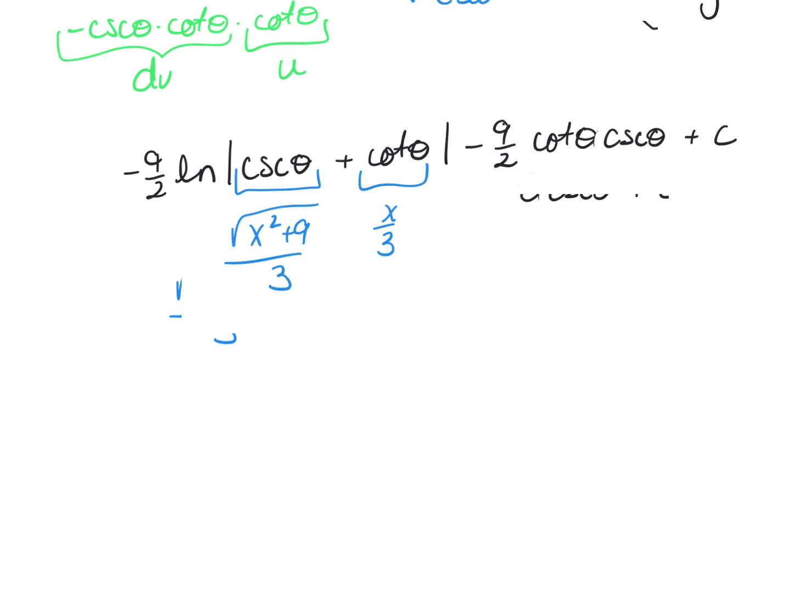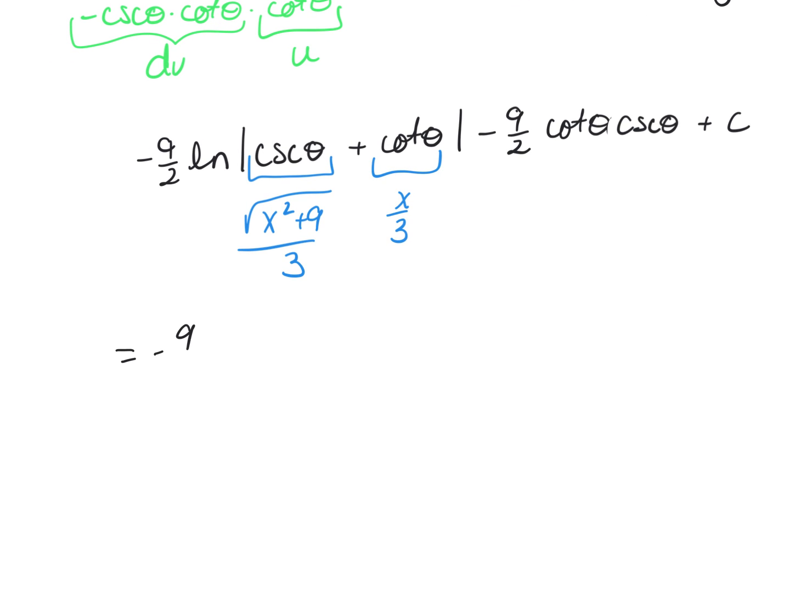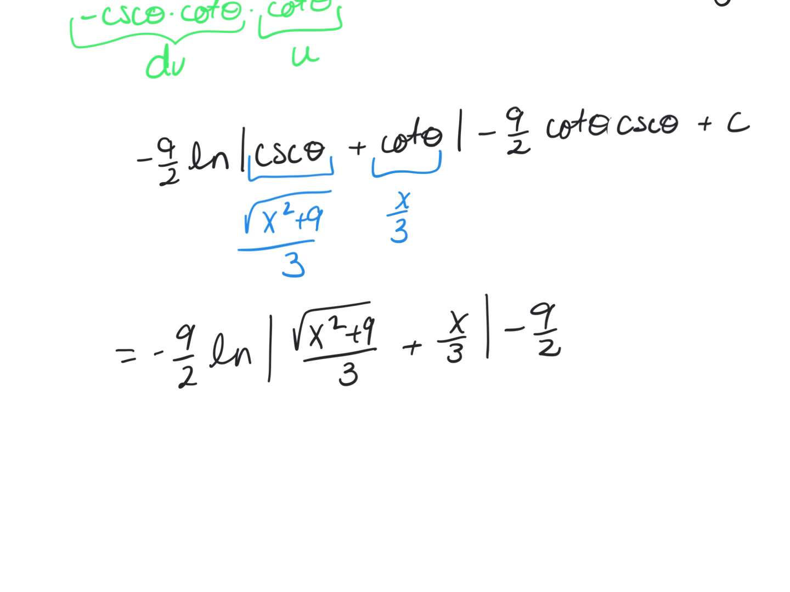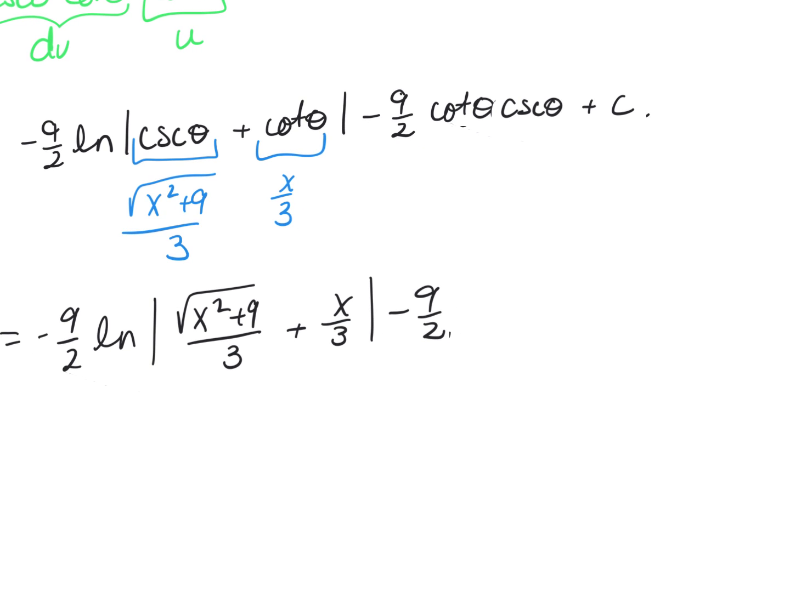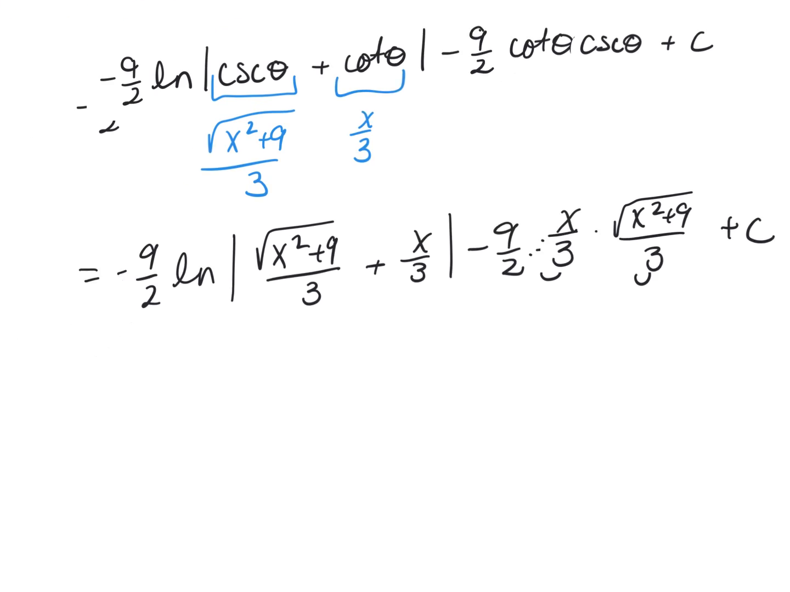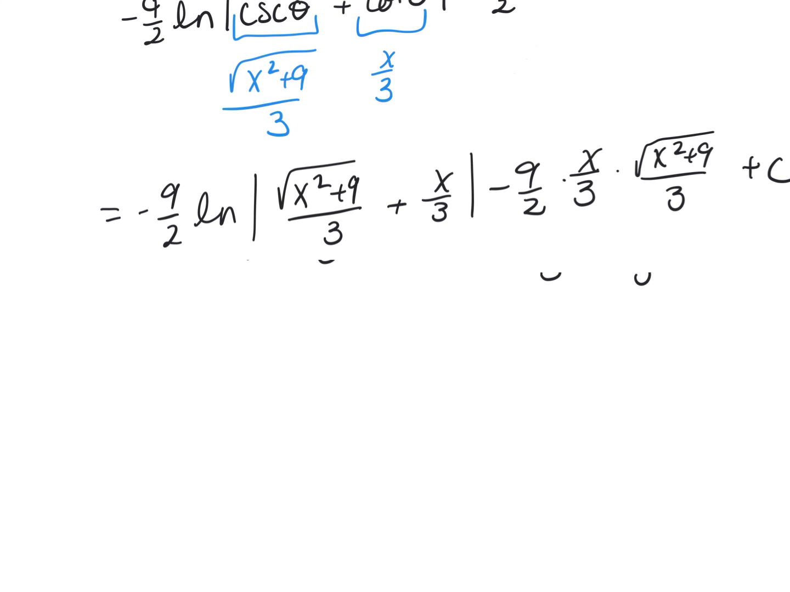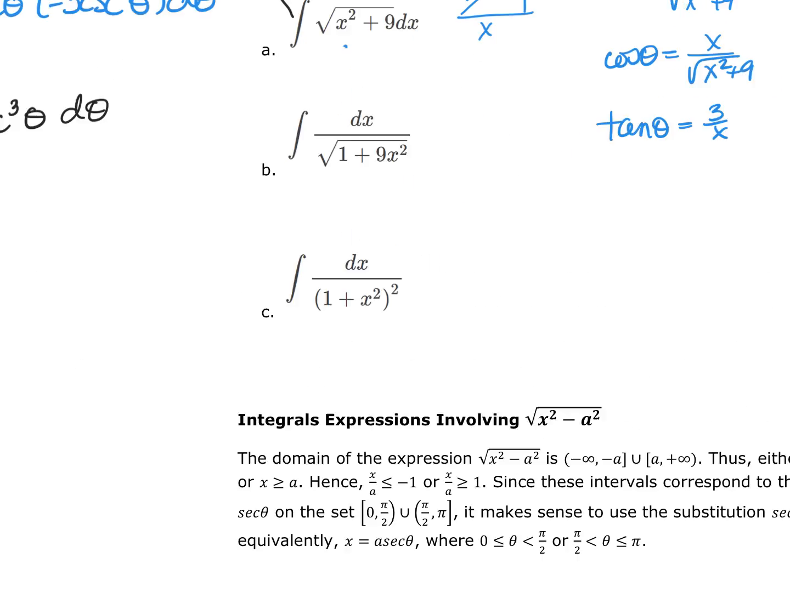And so my final answer when I get done is going to be negative 9/2, the natural log of the absolute value of the square root of x squared plus 9 over 3 plus x/3, minus 9/2 the cotangent, which gets replaced with x/3, the cosecant, this gets replaced with the square root of x squared plus 9 over 3, plus c. I can do a little bit more cleanup, but pretty much that's my answer. And you wonder why trig integration is the best.